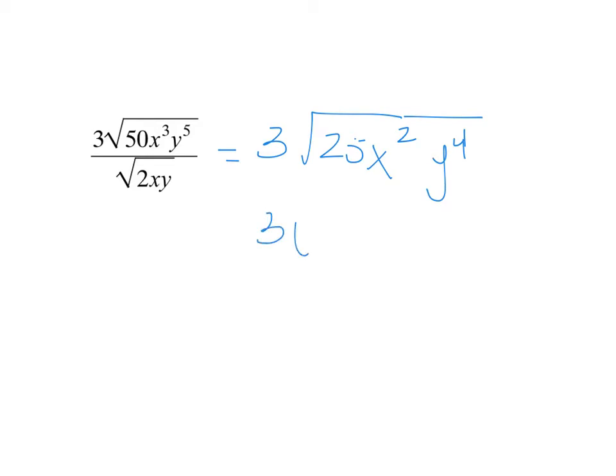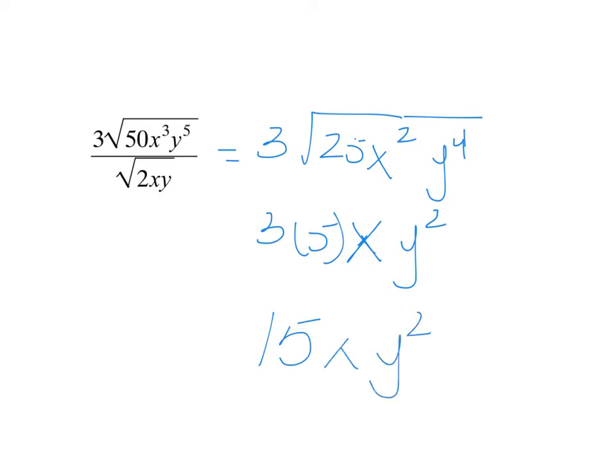25 is perfect, so that will come out as a 5 next to my 3. X squared is also perfect, that will come out as an x. And y to the 4th is also perfect, that will come out as y squared. Again, this is happening because you're dividing the power, which is 4 in this case, by the index, which is 2. 4 divided by 2 is 2. And now I'm just going to bring them together by multiplying 3 times 5, and that gets you 15 x y squared.